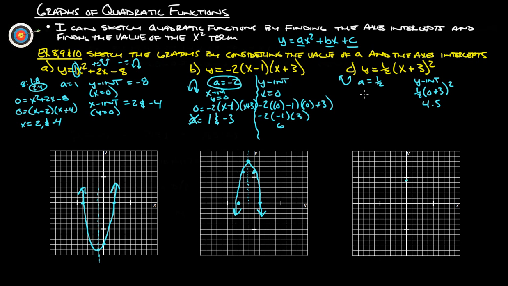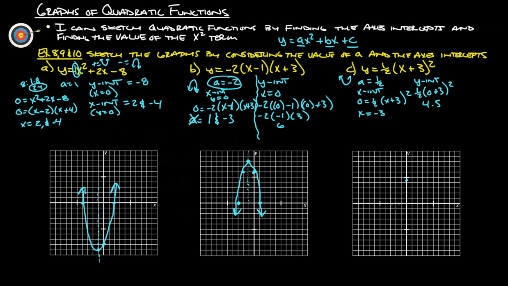Okay, and then for the x-intercept, we're going to set this equal to 0. So we get 0 equals 1/2 of x plus 3, squared. So again, we want this to equal 0. So this is going to equal 0 when x is, the 1/2 doesn't mean much to us, negative 3, since negative 3 plus 3 gives us 0. And now here's the interesting part about this. Since it's squared, it's negative 3 and negative 3.